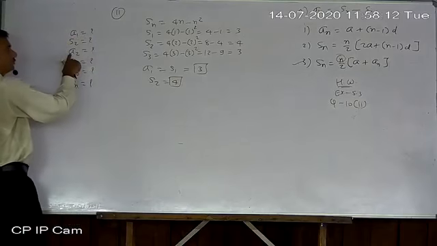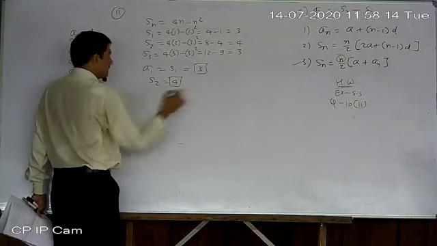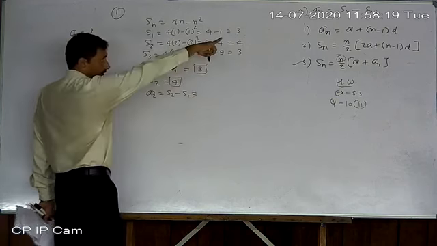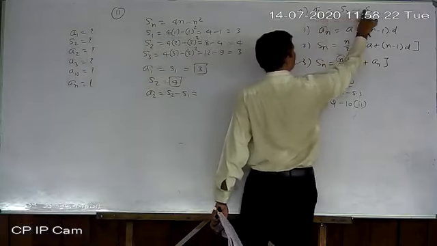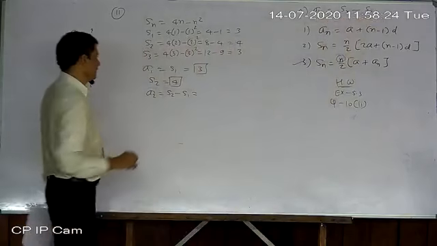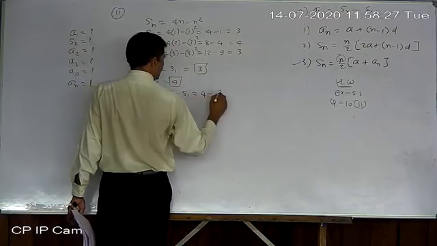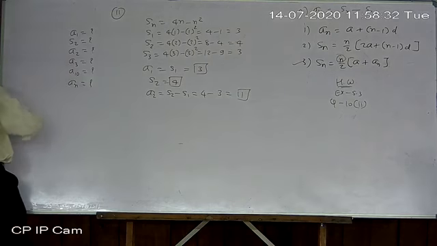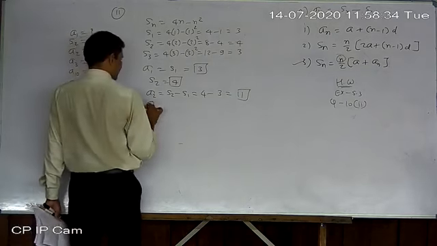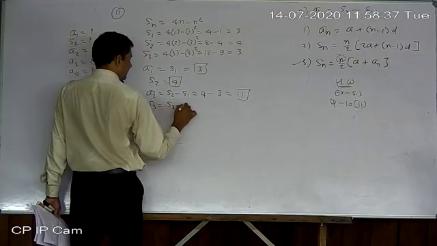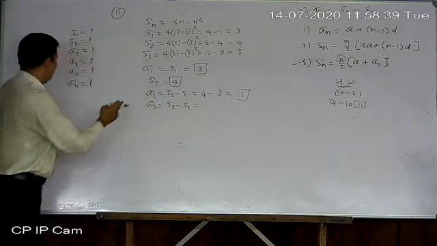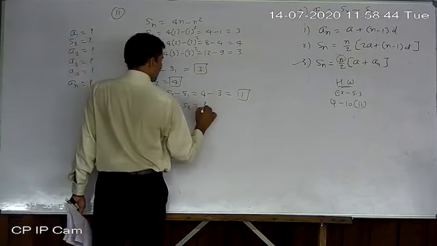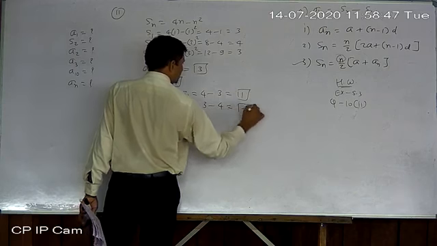Now A2, I will just explain here. A2 is nothing but S2 minus S1. So obviously it will be 4 minus 3, 1. So that is the third answer. Now A3. For A3, you have to find S3 minus S2. For finding A3, S3 minus S2 just like this. So 3 minus 4, minus 1.